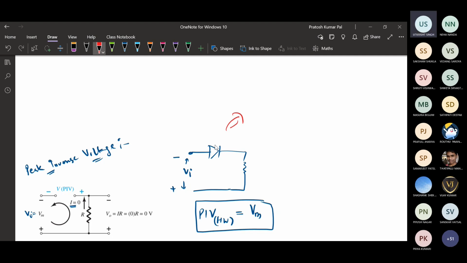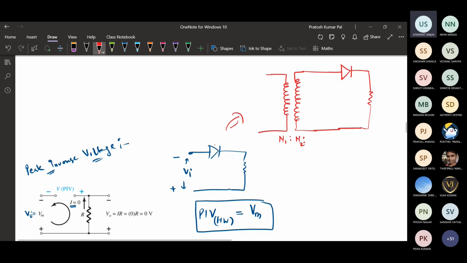So the input that it is getting is from the output of the transformer. This is the symbol of a transformer. Then in that transformer output we are getting a rectifier circuit. So this is the primary coil and this is the secondary coil. It is having a turns ratio of n1 to n2.